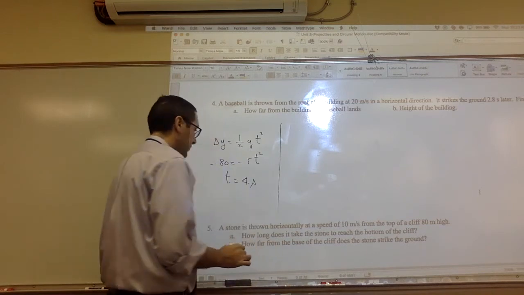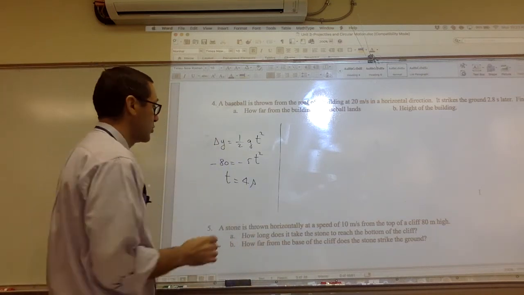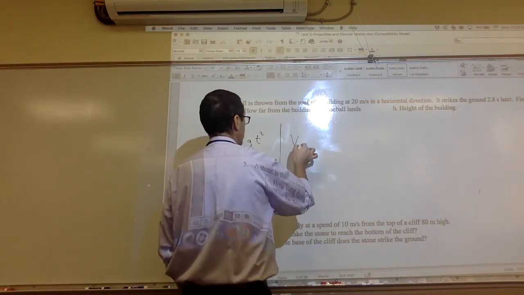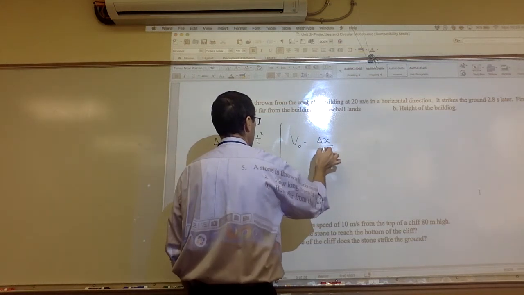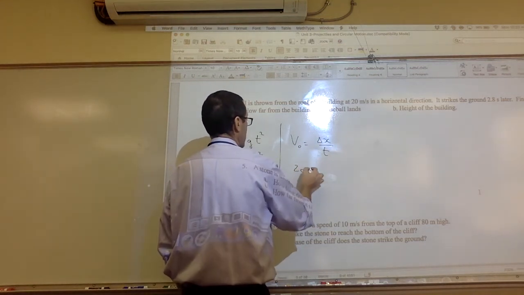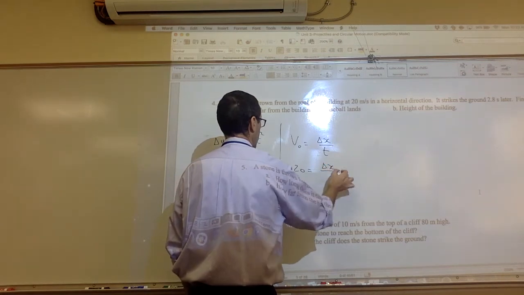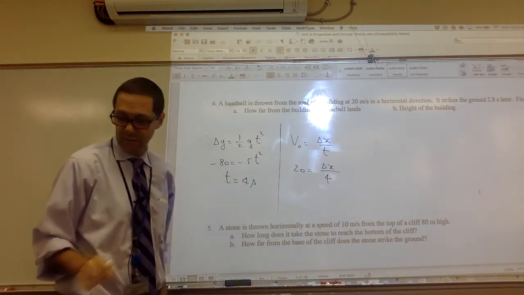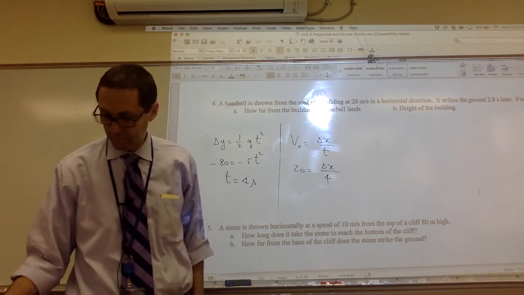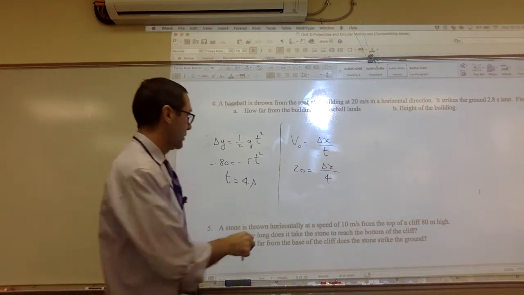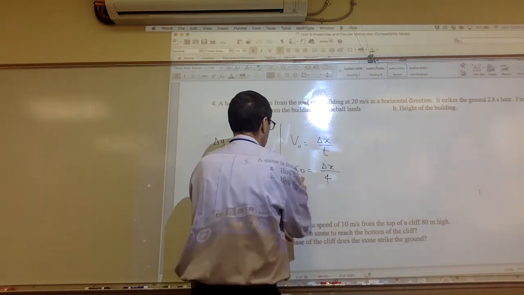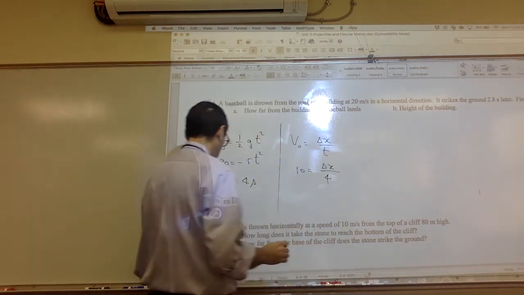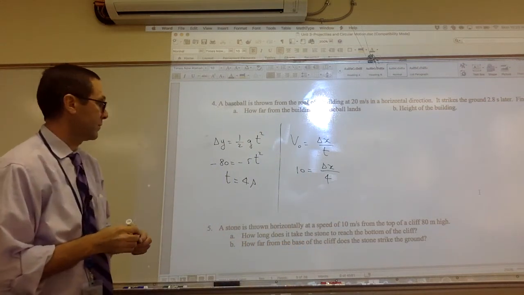Okay, how far from the base of the cliff would it strike? So we're looking for delta x. So V0 equals delta x over time. So this is 10 equals delta x over 4, and you should get 40 meters. I'm sorry, I'm looking at the wrong one. This is 10. Yeah, I'm working on number 5.